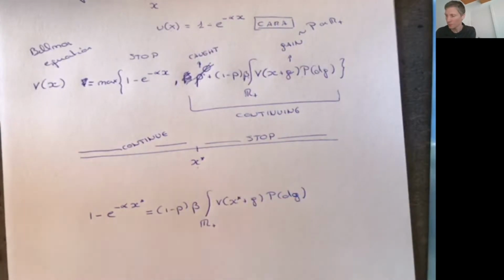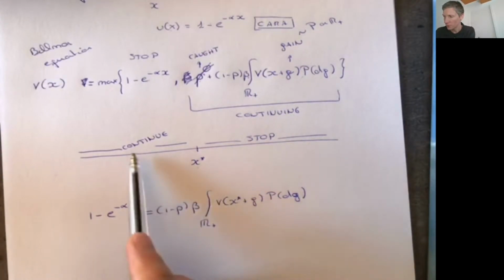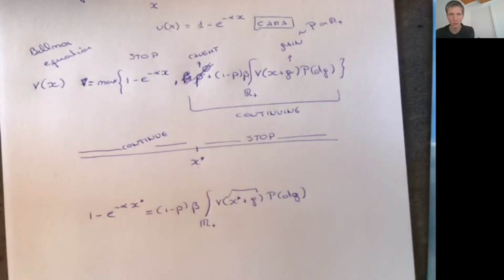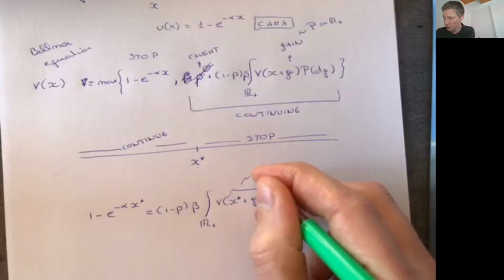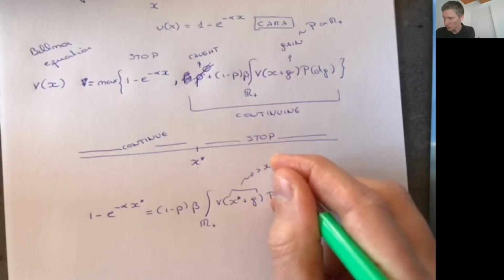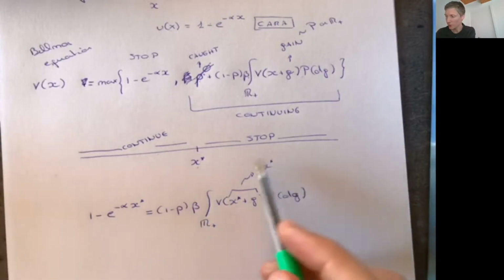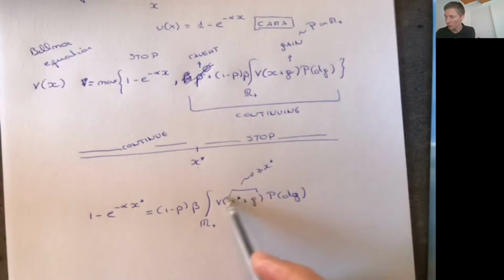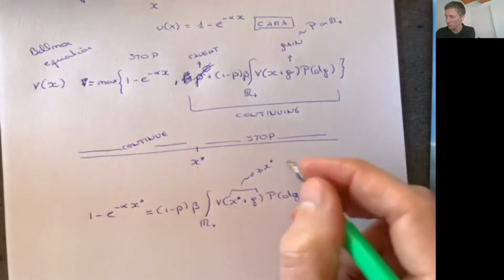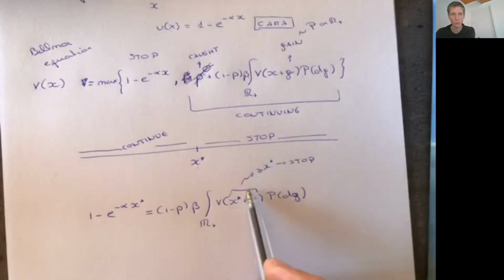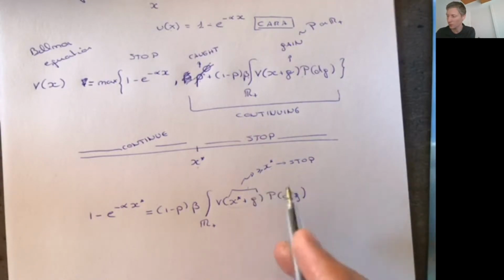Okay, so if indeed I'm indifferent between continuing and stopping at X star, well, we know here v of X star plus g, well, this is bigger than X star, or at least as big as possible, greater or equal to X star. So here, whatever the value of X star plus g, he is always going to stop. Okay, so if this is indeed the decision rule, then we can already know what's the value here.